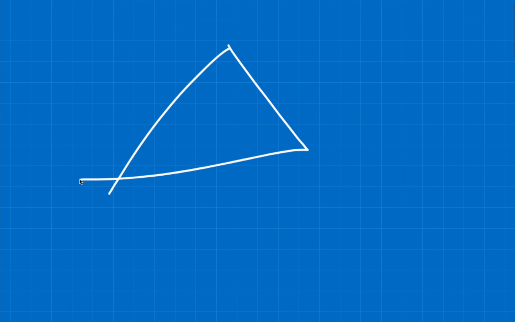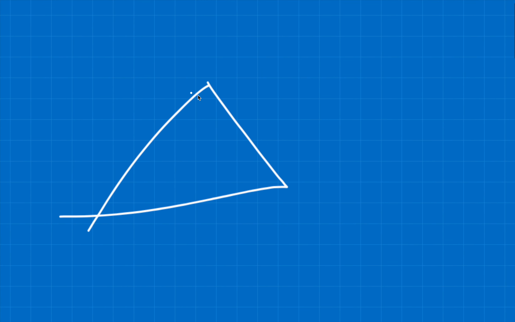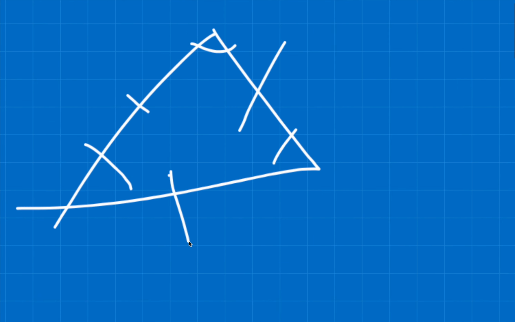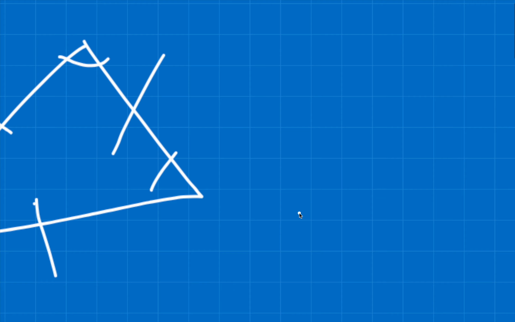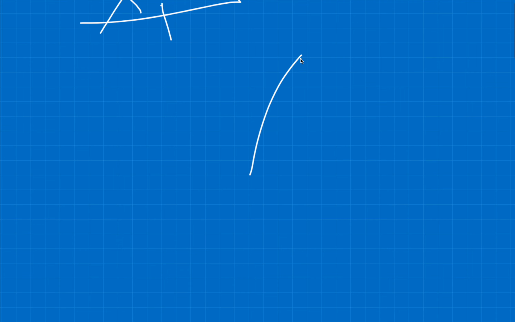Concepts. So we have a triangle here. There are 3 angles inside a triangle, and there are 3 sides of a triangle, represented by these. And when you add these 3 angles, you get 180 degrees. So let's start with something simple.